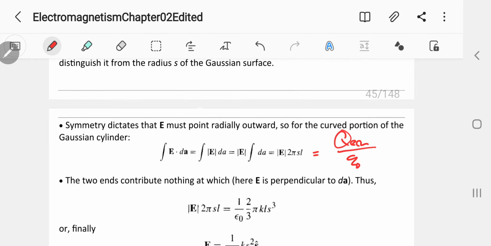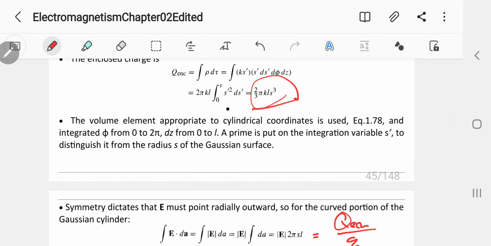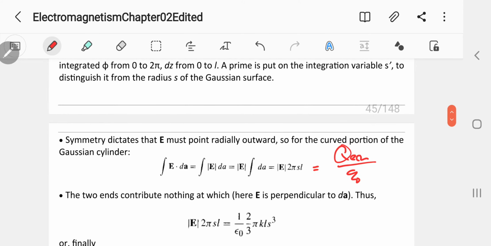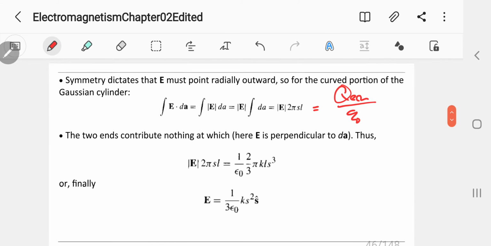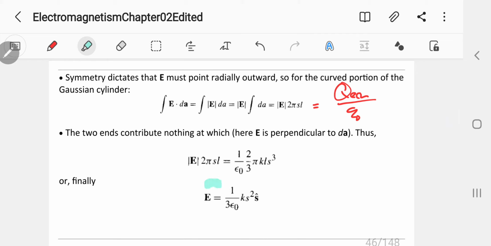So the Q enclosed would just be this part, and your electric field would then be equal to this one here, because the 2 pi will cancel here, and the s will also cancel, so you have s square, and then the l will also cancel, so you will have this electric field. So the dA is also equal to the total surface area.